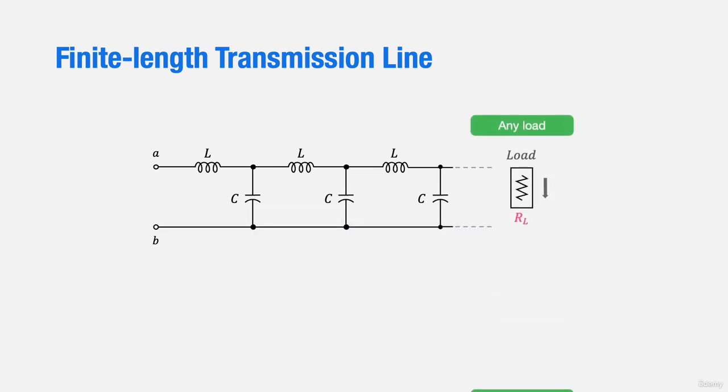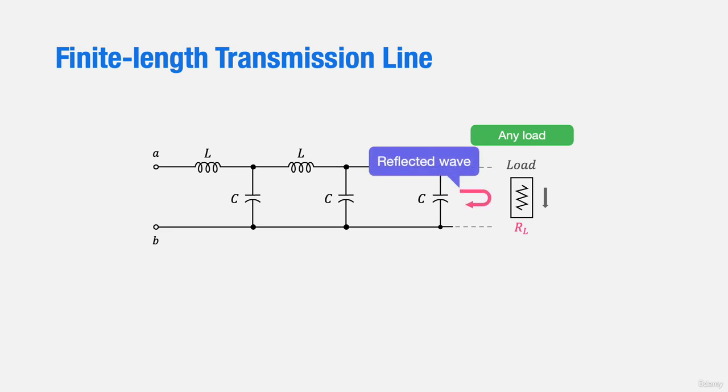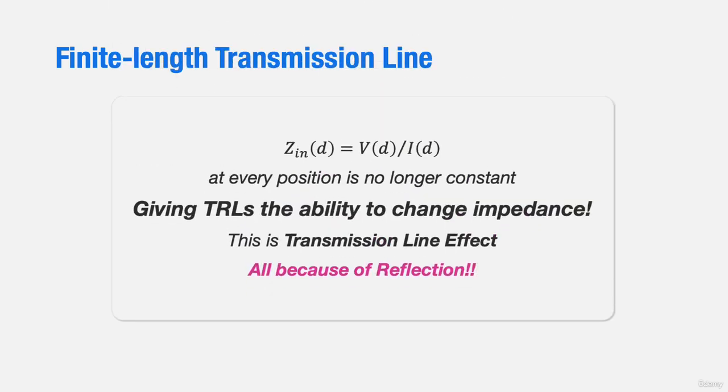When a finite length line is connected to any impedance ZL, there will be some reflections, and the incident and reflected waves will interfere with each other, creating a standing wave on the line. The standing wave results in the input impedance changing with the position. Now we know that the reflection is the reason for the transmission line effect, which allows the line to convert impedance.